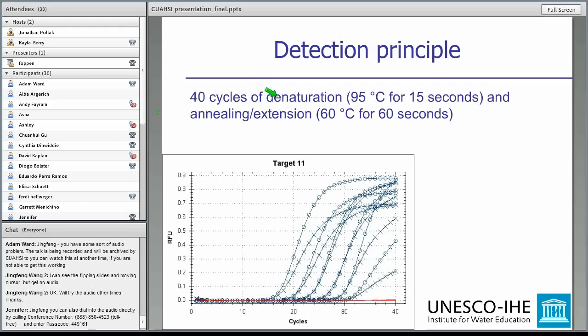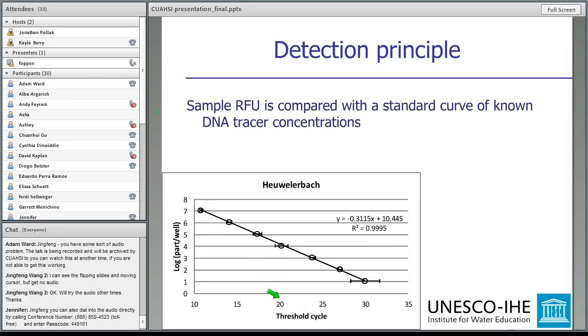A cycle is defined by a denaturation step, at a temperature of 95 degrees for 15 seconds, and then what is called an annealing extension step, which is at 60 degrees for 60 seconds. If I do that 40 times, I get a graph of the number of cycles on the x-axis, and on the y-axis, a relative fluorescence unit. The earlier this graph comes up, the higher the concentration of synthetic DNA in my sample.